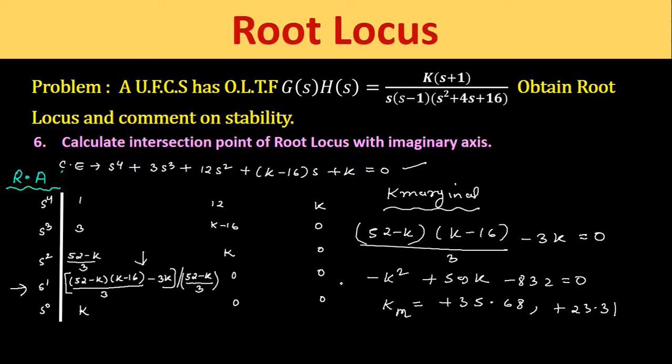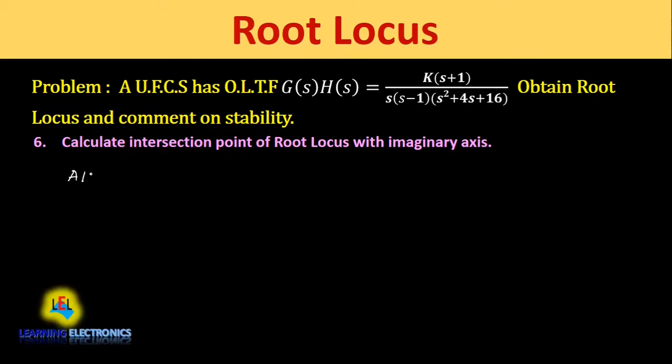Next step is to construct the auxiliary equation. To construct the auxiliary equation, we have to take the row above the row of zeros. This was our row of zeros. So we have to take this s to the power 2 row to form the auxiliary equation. So the auxiliary equation will be (52 minus k) divided by 3 into s square plus k is equal to 0. Auxiliary equation is represented by A(s). A(s) is equal to (52 minus k) divided by 3 into s square plus k is equal to 0.